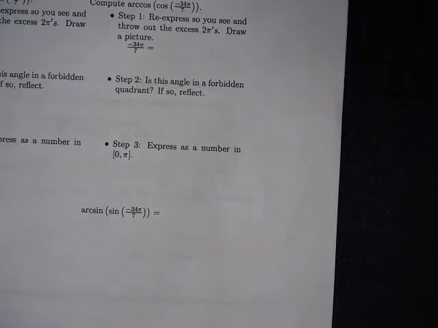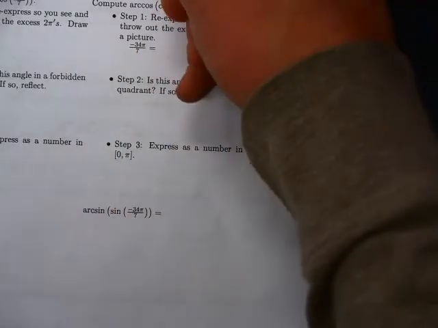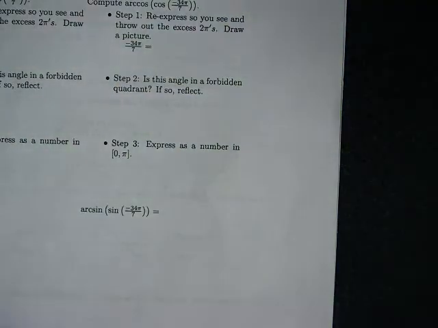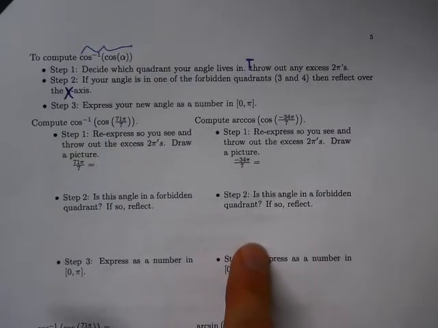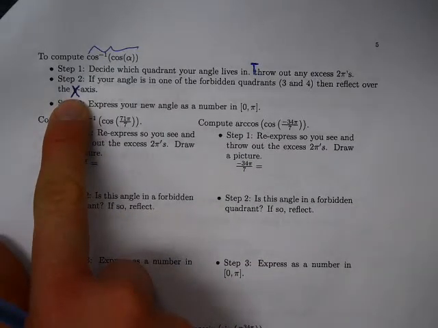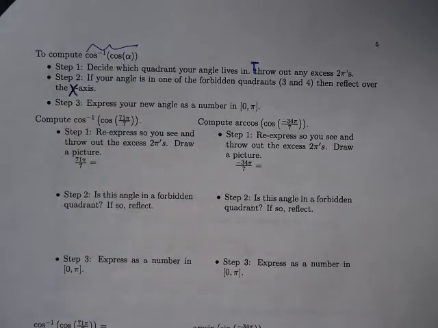And in that step, you may as well, I guess this should be capitalized, throw out any extra 2 pi's. If your angle is in a quadrant that's forbidden for inverse cosine, in this case I guess that's 3 or 4 are forbidden, then you should reflect over the x-axis. Will you adjust the sheet? Yes. So far the only important typo that I've fixed is the fact that y-axis should say x-axis, because that's what you actually want to reflect over.